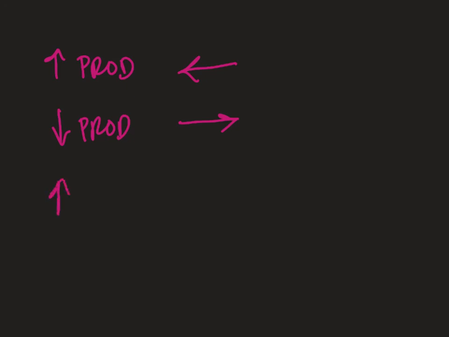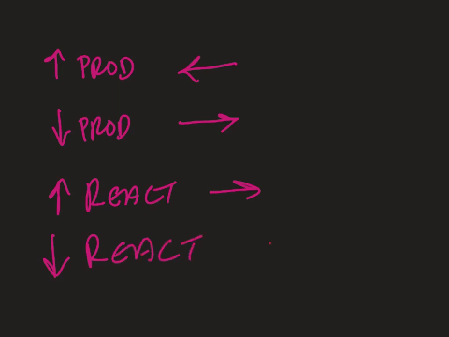If I increase a reactant, it's going to shift to the right to use up that reactant. If I decrease a reactant, it's going to shift to the left to make more of the reactant that I took away.